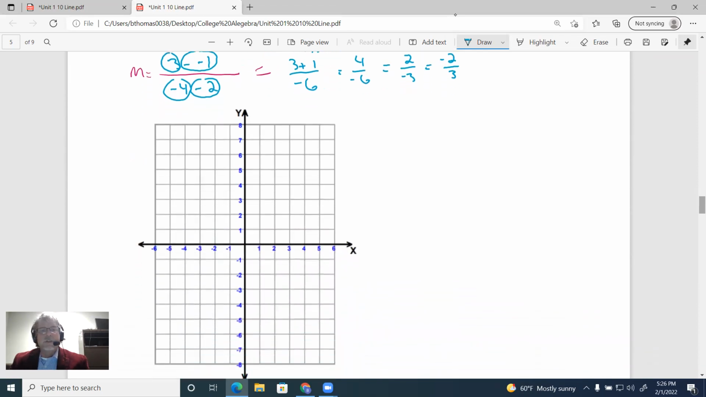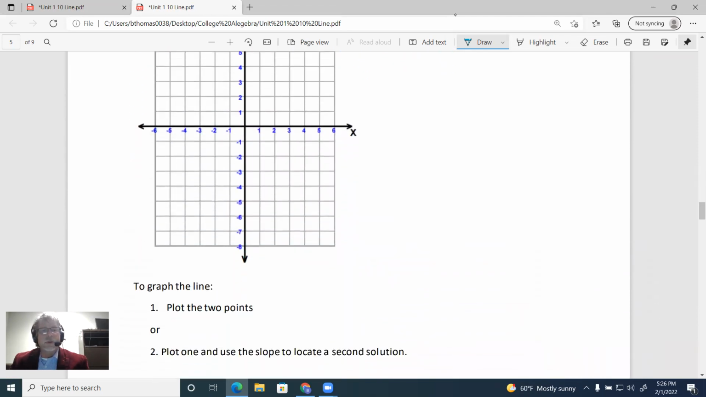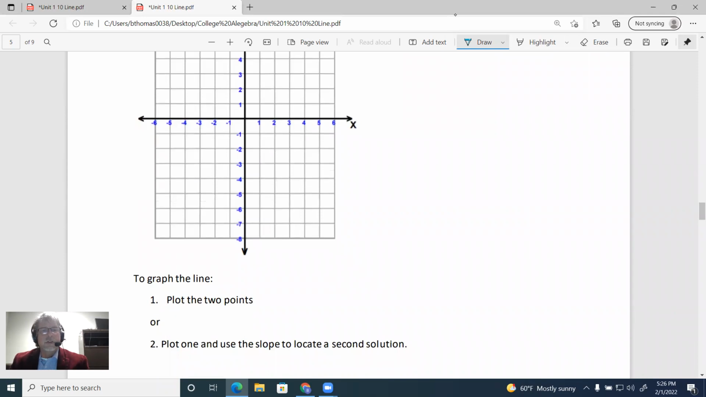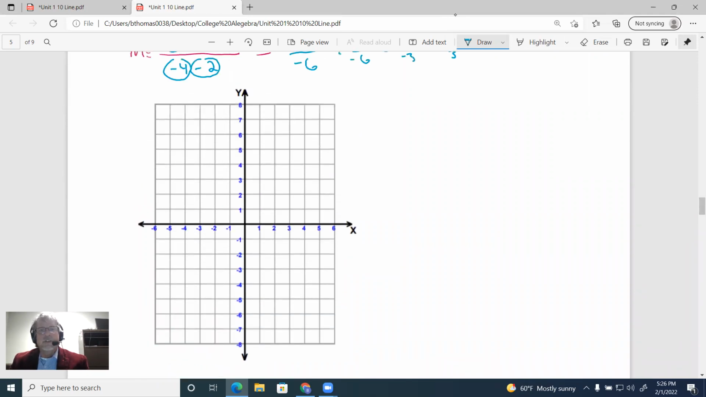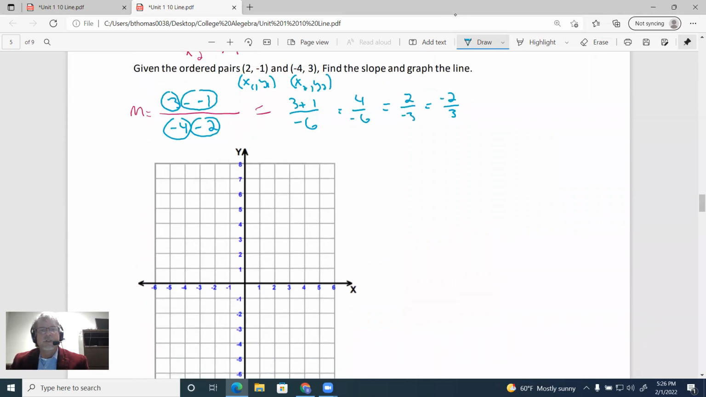Now to graph this, we have a couple of choices. What I can do is plot the 2 points, or I can plot 1 point and use the slope to locate the second solution. Well, since I have 2 points, I'm just going to plot the 2 points to graph it. So what I have is this (2, -1). I locate that one. And then the other ordered pair was, what was that?